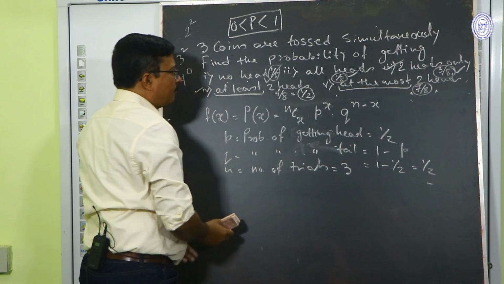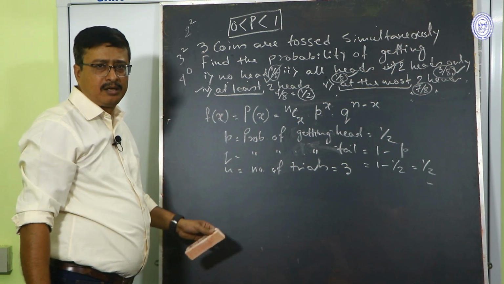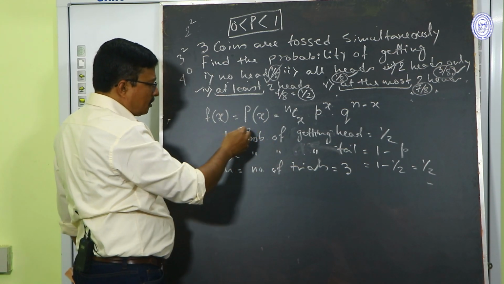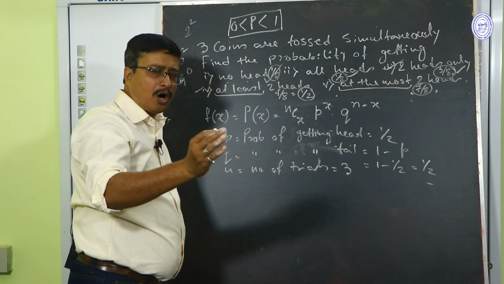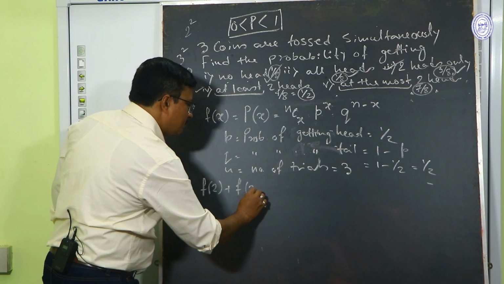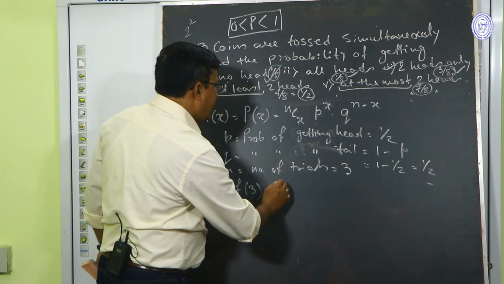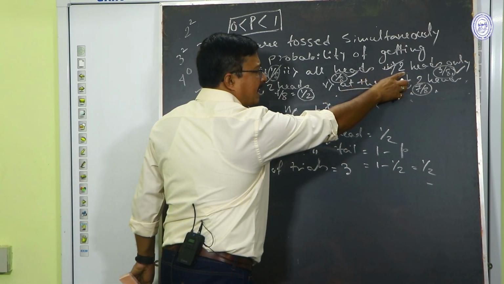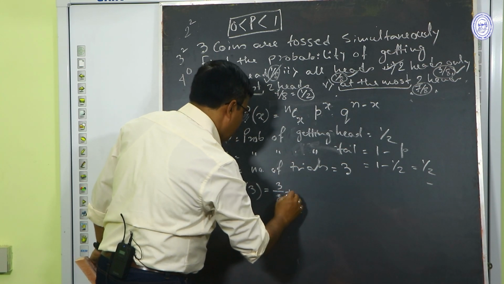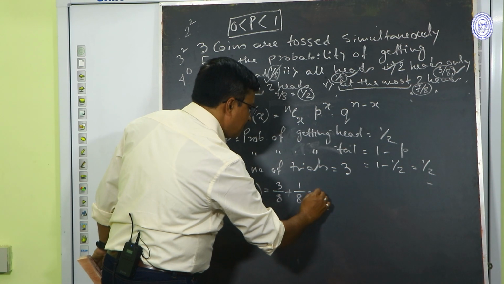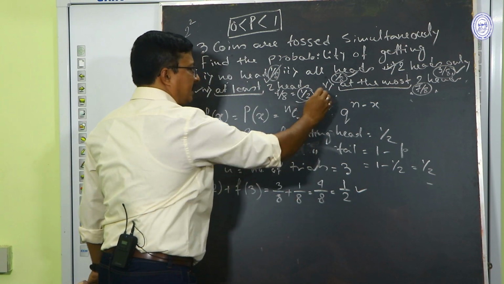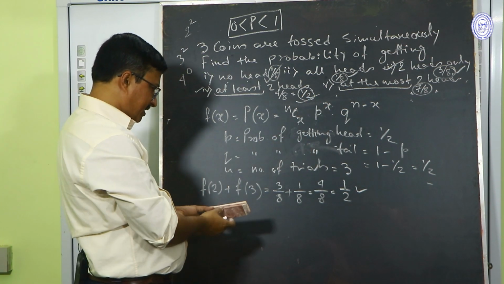Now for this one, at least 2 heads means minimum 2. So if minimum 2 means 2, either 2 or 3. So you have to find out F2 plus F3. Okay. F2, we have just calculated, the value of F2 is 3 by 8 and the value of F3 is 1 by 8. So, total is 4 by 8, that is half. Look at the answer, you can tell it.